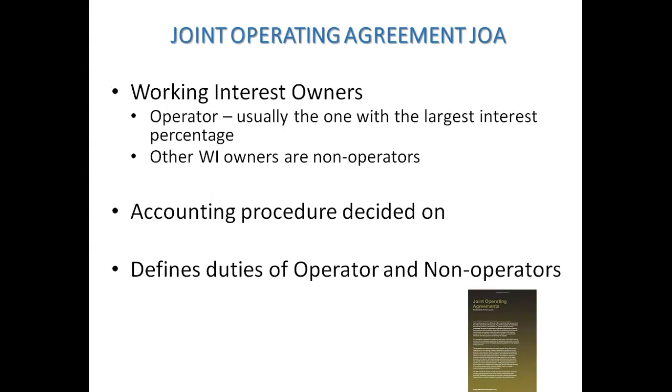The JOA is a joint operating agreement, and this is the document that gives the details on how the agreement will work. You have your working interest owners. The operator is usually the one with the largest interest percentage. You also have other working interest owners that are non-operators. You have the accounting procedure that's decided on. That's going to give the detail on how to account for the items. And the joint operating agreement defines the duties of the operator and of the non-operators.